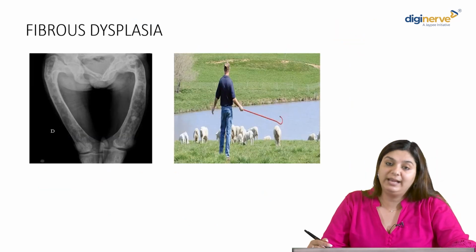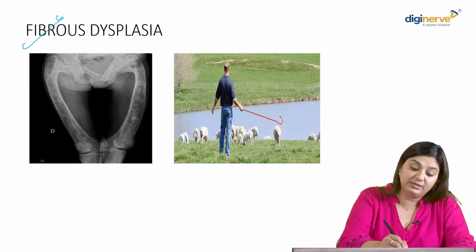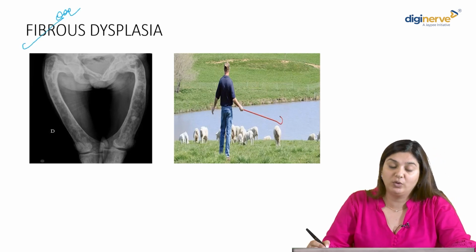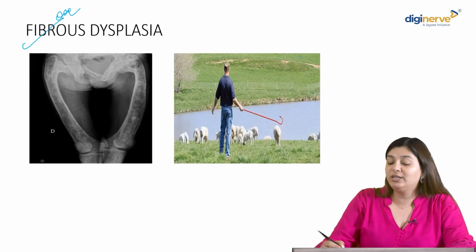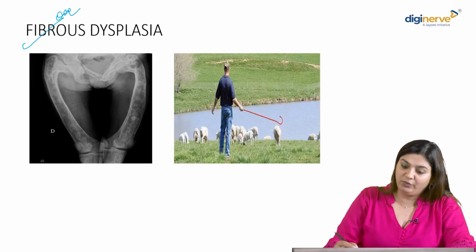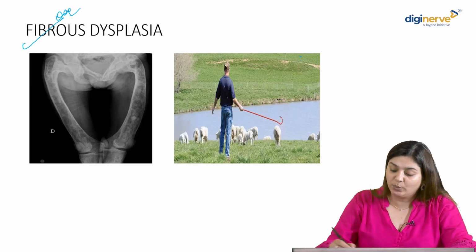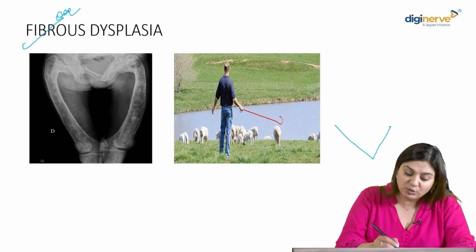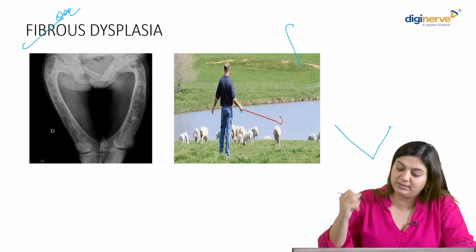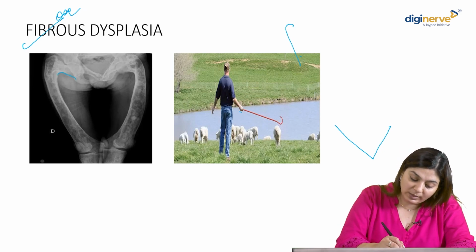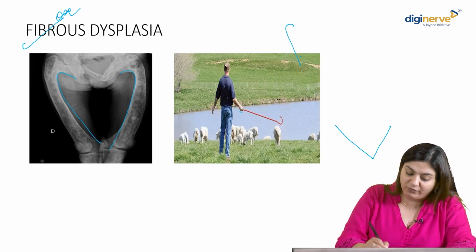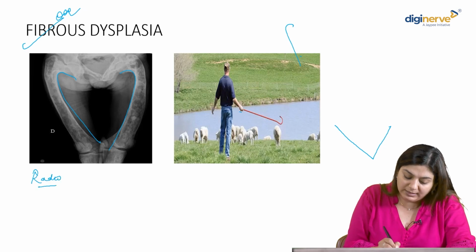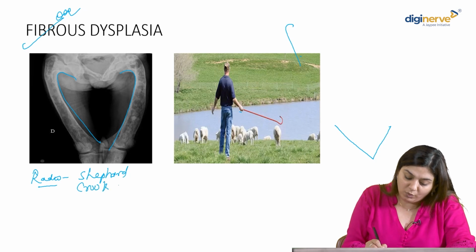So now we move to the next condition, that is fibrous dysplasia. It is very important from the exam point of view. First, you see this image. Can you see this shepherd? So the shepherd with the crook. Can you see the crook? How does this crook look like? It looks like this, like a tick mark. So similarly, if you see, this way is his crook. So this way only, it is like this, the crook of the shepherd. So radiologically, it is known as shepherd crook deformity.